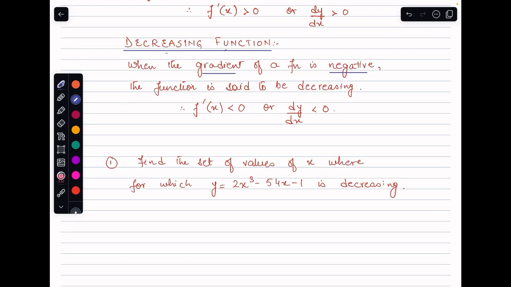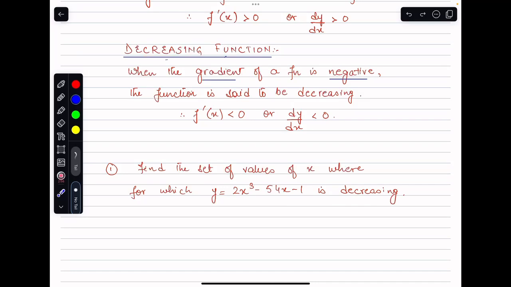Decreasing function: when the gradient of a function is negative. I have underlined the keywords here, and the keywords are the gradient being negative. The function is said to be decreasing. Therefore, I can say f prime x, which is actually the gradient, whenever this is less than 0, the function is said to be a decreasing function.